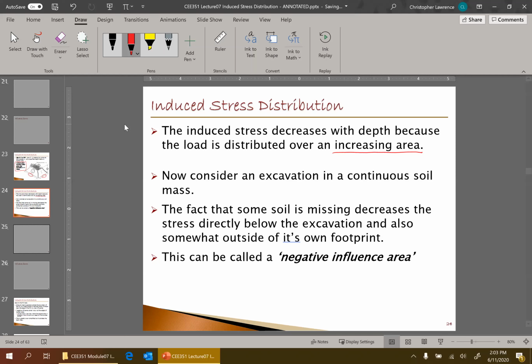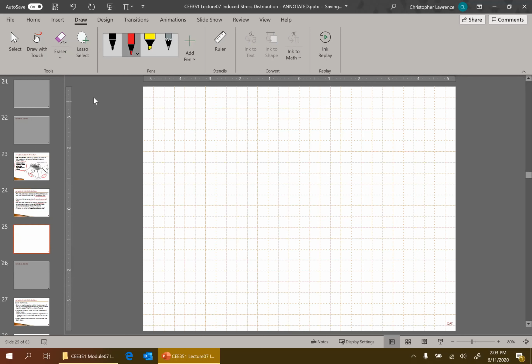But consider an excavation in a continuous soil mass. So actually, I already talked about that, the fact that some soil is missing decreases the stress. So now, let me unhide this slide. All right, so now let's talk about an excavation that precedes a structure.